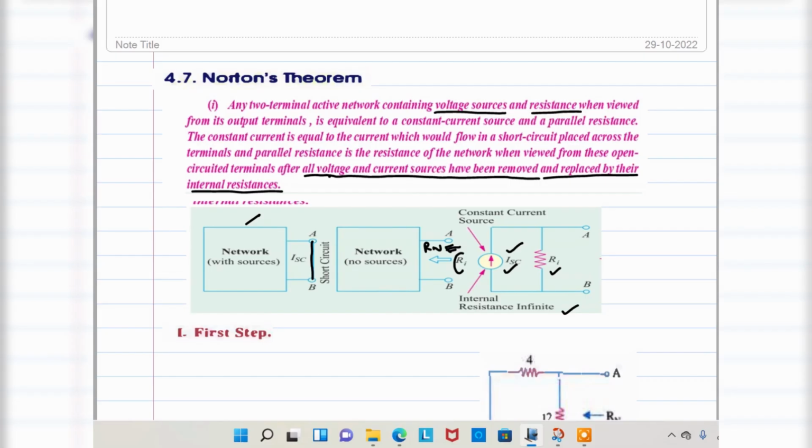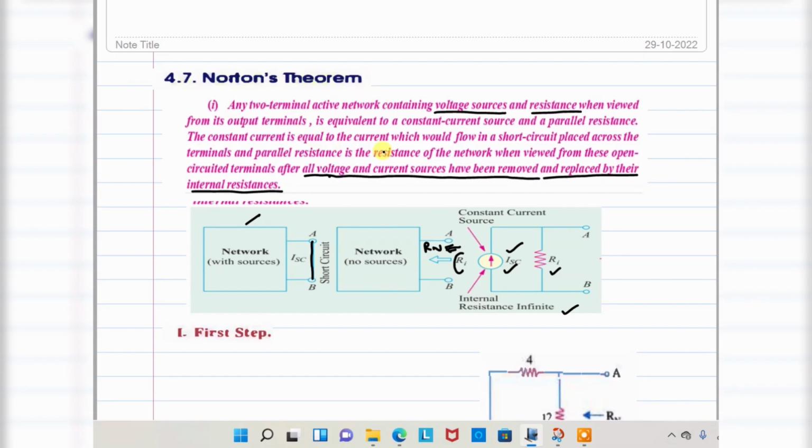In case of Norton's theorem, which statement is correct? The question is like: current source parallel with resistance. They also mention ideal current source or constant current source parallel with resistance. That is the correct option. The remaining options are current source in series with the resistance, voltage source in series with the resistance, voltage source parallel with the resistance. Which option is correct? The first one, current source parallel with resistance. Okay, this is Norton's theorem.